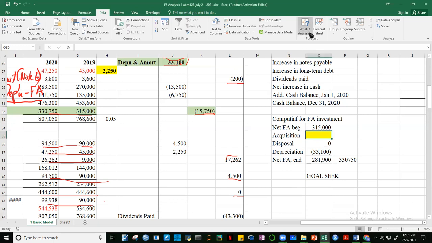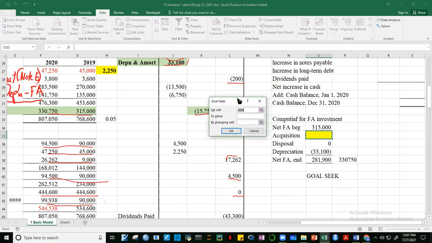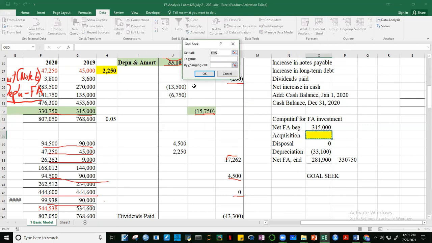All right, so what if analysis, goal seek. So we have this dialog box dito. Mayroong tatlong hinihingi sa atin dito. Three parameters that's being asked: set cell, to value, by changing cell. Notice yung dalawa dito, guys, may spreadsheet icon dito na maliliit. It means you can link this. So for example, if I put it here, tingnan nyo, it follows kung saan ko siya linilink.